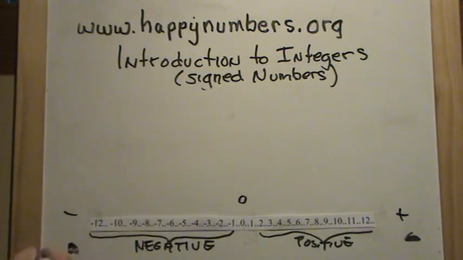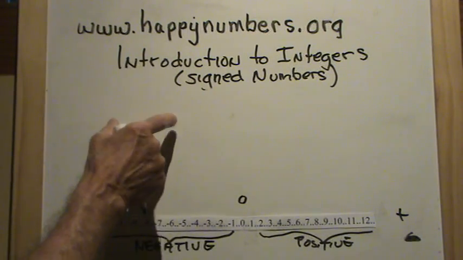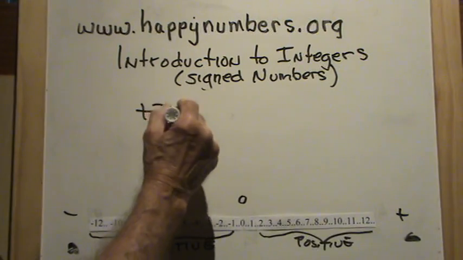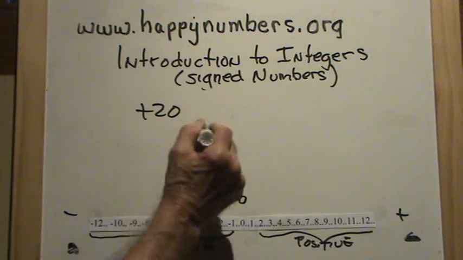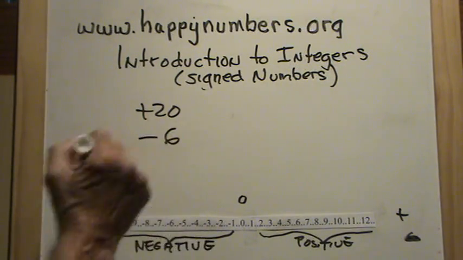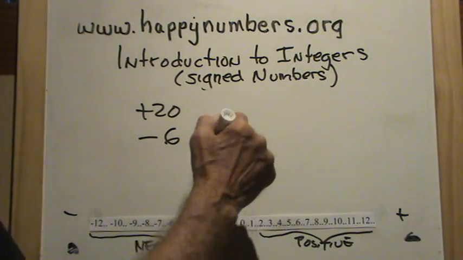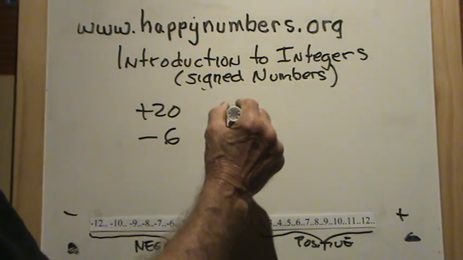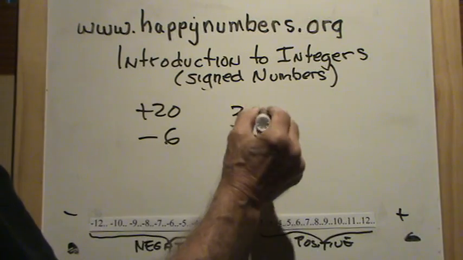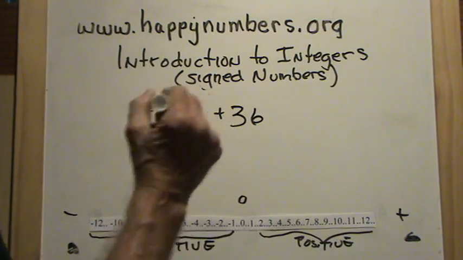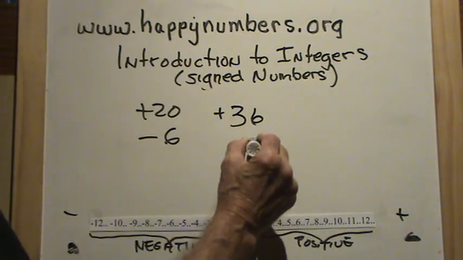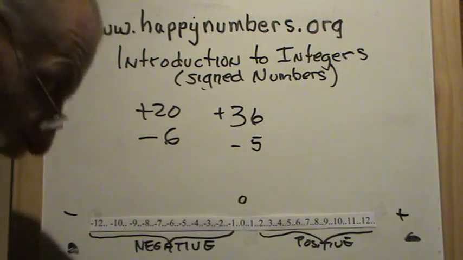You can win $20, that would be positive 20. Then you could lose $6, that would be negative $6. The temperature can be 36 degrees above 0, that would be positive, or the temperature could be 5 degrees below 0, that would be negative.